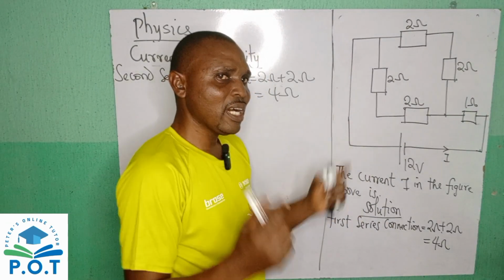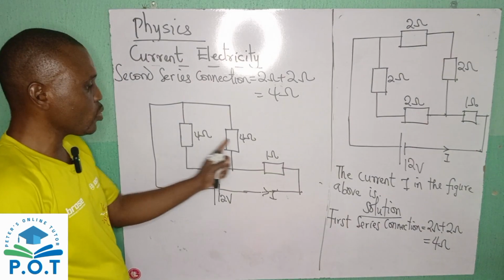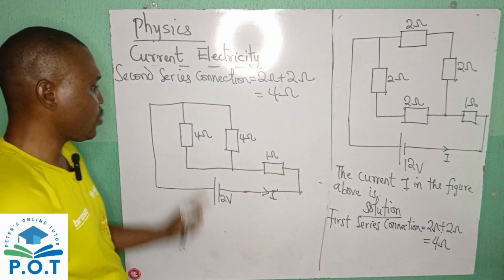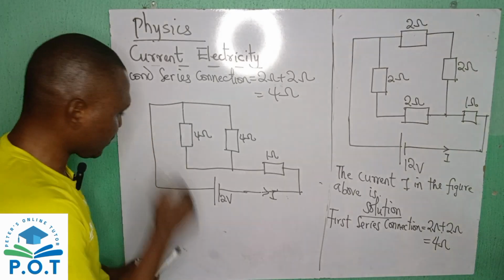Now let us see another diagram of this, a different version of this. If we check, these two now are in parallel, so we have to solve these two in parallel. So let's get the parallel connection.